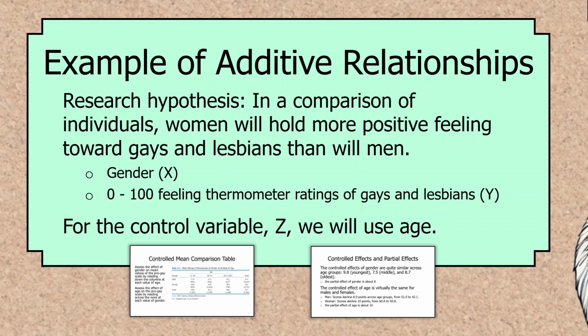So we're going to look at mean values of the gay feeling thermometer scale, and we're going to compare how men rated gays versus how women did. That's the basic hypothesis. But let's control for age. I mean, there's a lot of evidence that suggests there is a big generational difference in how homosexuality and homosexuals are viewed in terms of generational cohorts. So we will control for age.